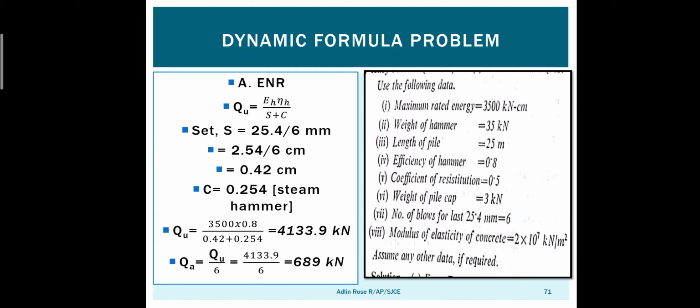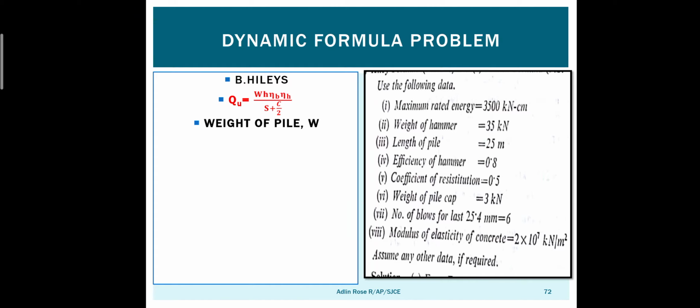ENR is very simple, but when you have Hiley's formula, it is not so simple. Why? Eta B comes in, hammer blow. We know the formula is Q is equal to WH eta B eta H by S plus C by 2. And what is W into H? Energy. WH is energy.